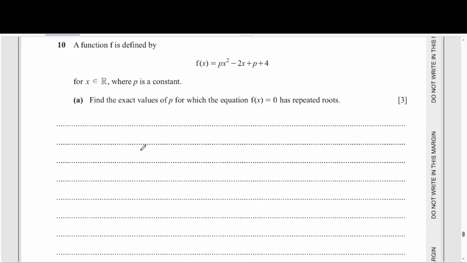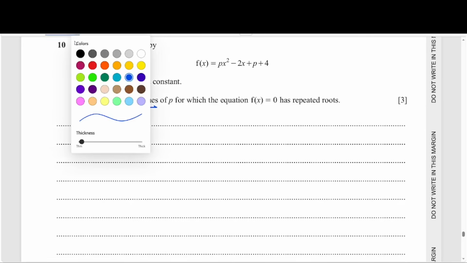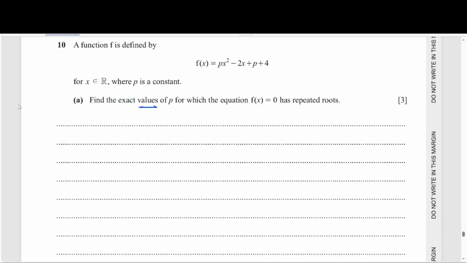And question number 10. A function f is defined by the expression over here, where the domain is x is any real number, where p is a constant. We have to find the exact values of p for which the equation f of x has repeated roots. Exact values means that p assumes more than just one value. So you're going to find all those values of p for which this equation has repeated roots.